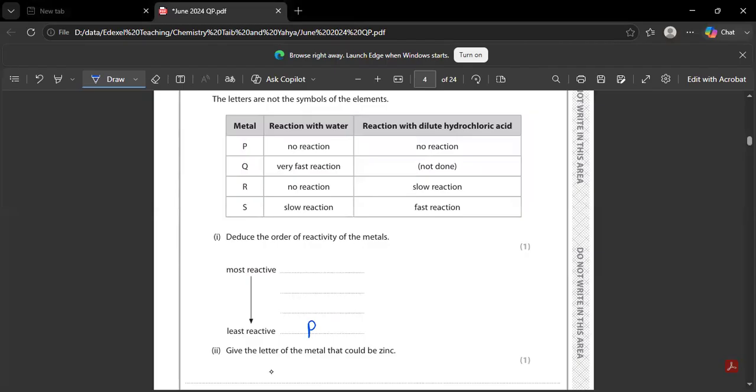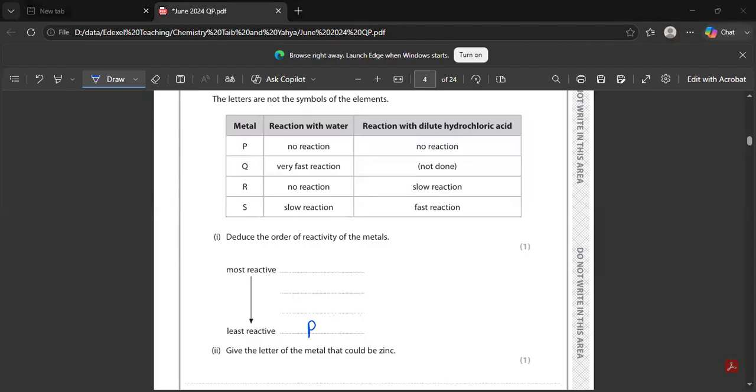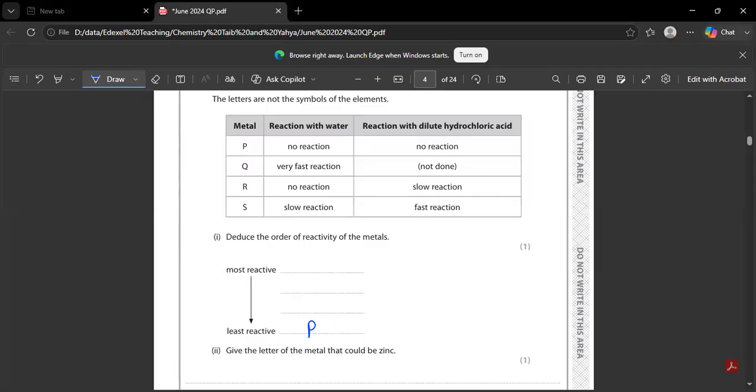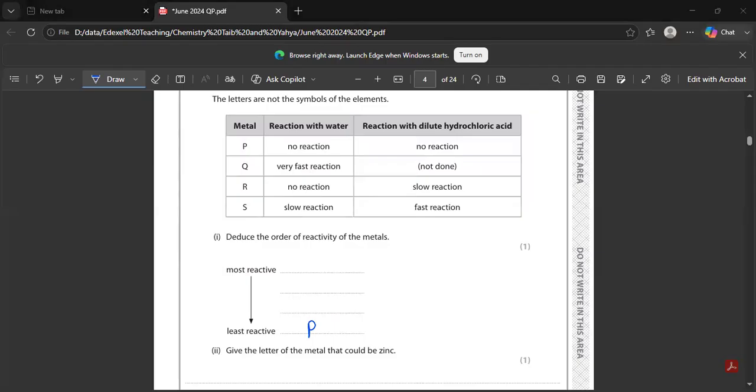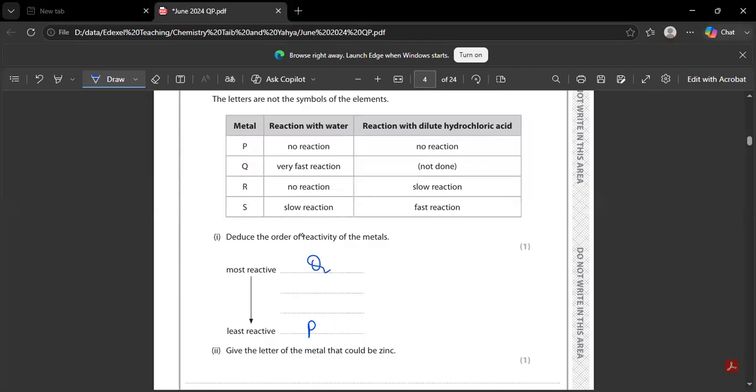And the most reactive is going to be the one with a very fast reaction with water, therefore it should be Q. And what about the other ones, R and S? No reaction with water and slow reaction with water and fast reaction with hydrochloric acid. So it has to be S and R, right? S is more reactive than R.